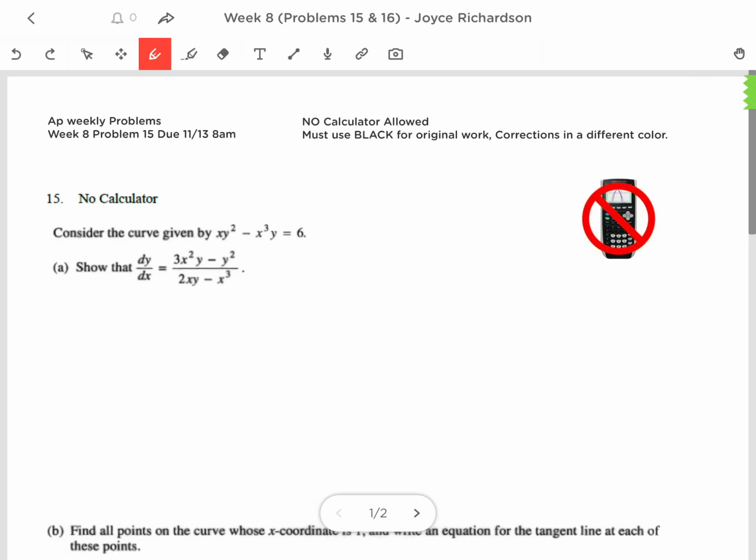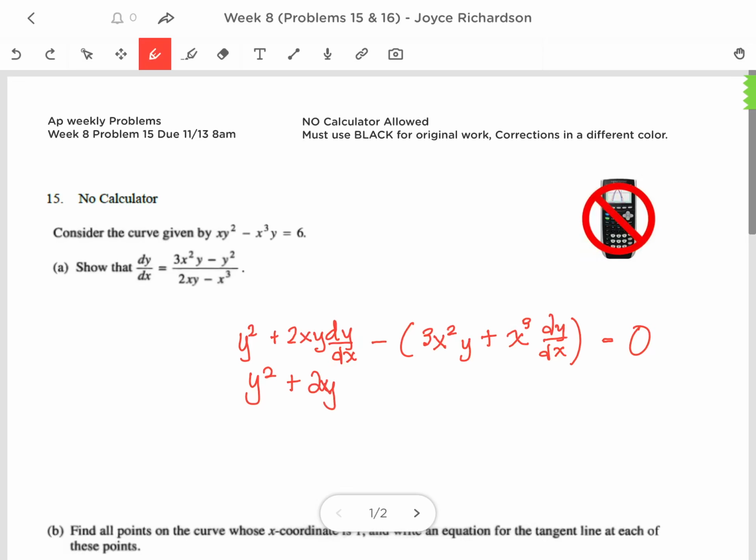For the first one, we're going to do a little implicit, so I'm going to end up getting y squared plus 2xy dy/dx. And then I'm going to have minus, and whenever I have a minus, I keep that minus separate. I'll take the derivative using product rule. It probably is going to be backwards from you just because I learned it differently than you did, is equal to 0. So I'll distribute: xy dy/dx minus 3x squared y minus x cubed dy/dx.